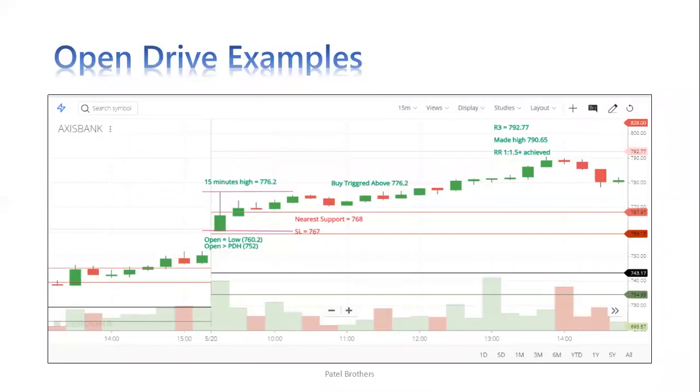And this strategy is not a 50% hit ratio. It is a very good strategy which will give you a 70, 75%, 80% hit ratio. That I will show you live. I will not speak just by words.